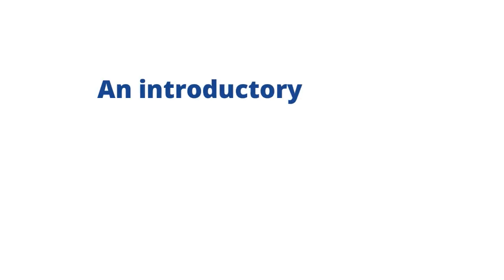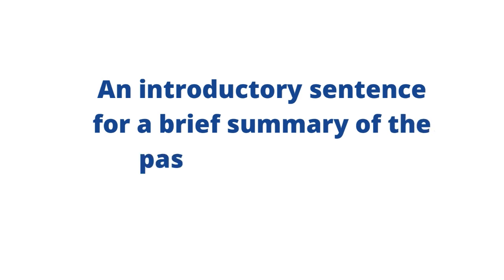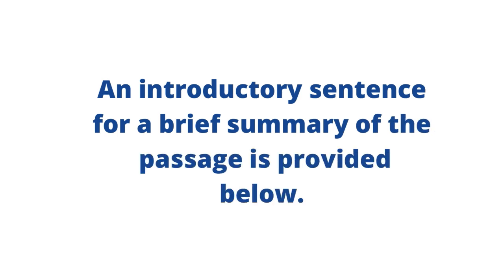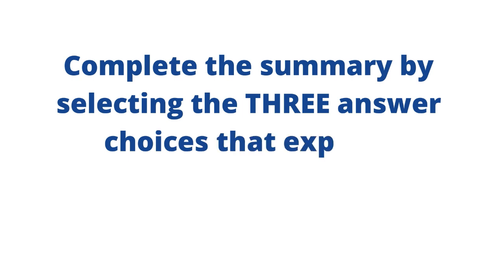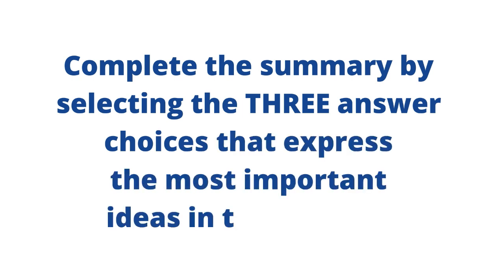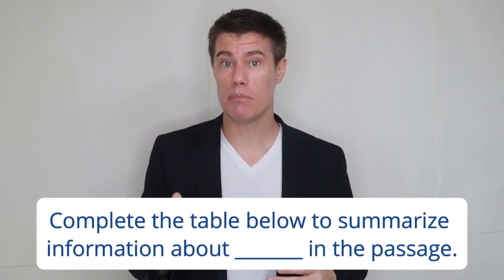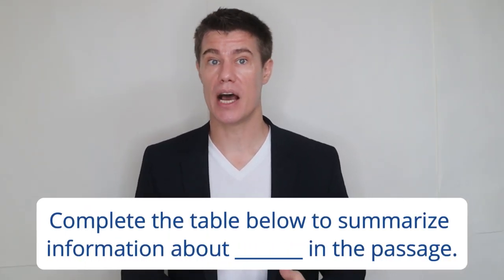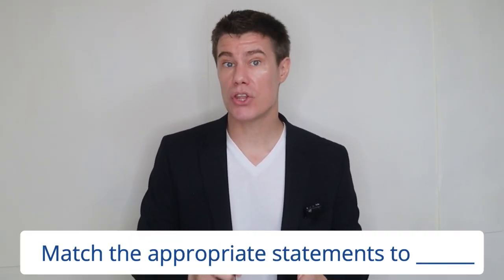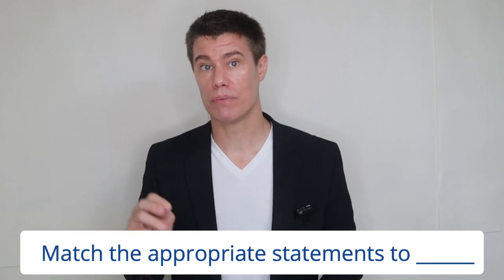Summary. An introductory sentence for a brief summary of the passage is provided below. Complete the summary by selecting the 3 answer choices that express the most important ideas in the passage. Organization. Complete the table below to summarize information about in the passage. Match the appropriate statements to. By practicing these questions, you will have clarity on how to find the best answer.